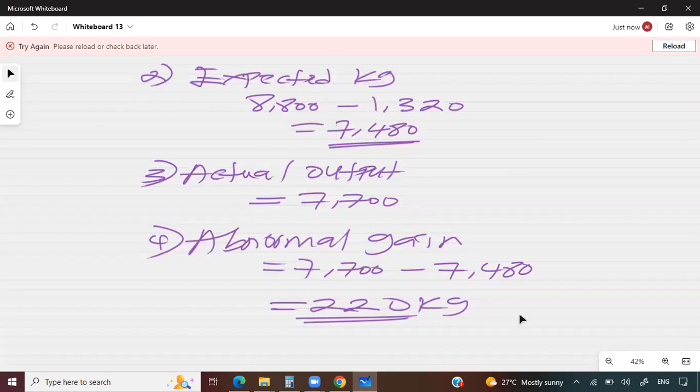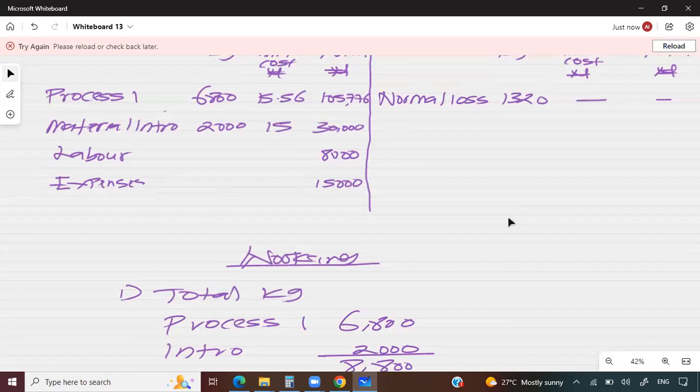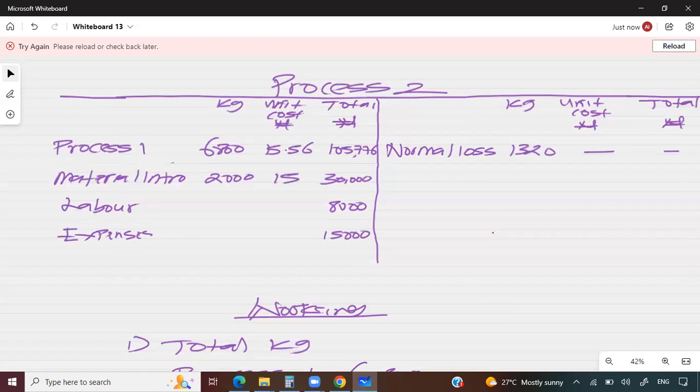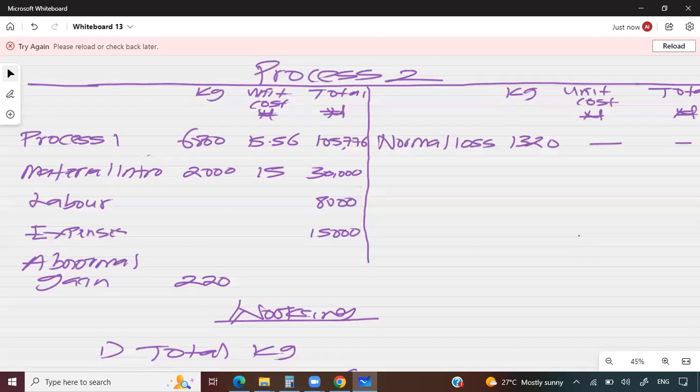So this is our abnormal gain. I will come here and record it as abnormal gain. So what is our output? Let's record that here too.